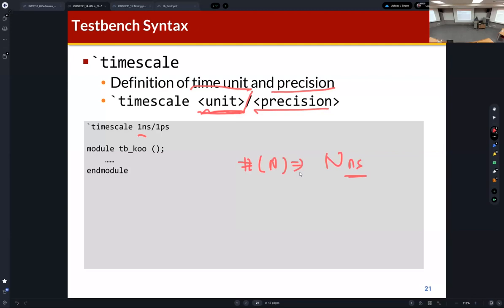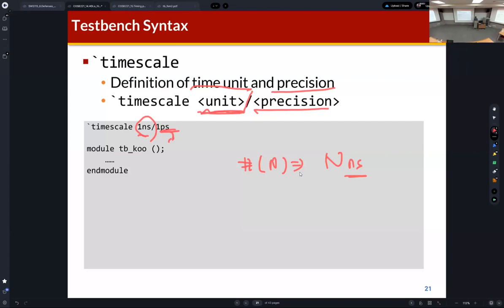So this is the basic unit of the timing inside of this module. The timescale defines this unit, and then this is the precision, 1 picosecond. The precision means that it's the smallest amount of time that can be represented inside of the module. So it means that we can represent only down to the 1 picosecond range in this module.